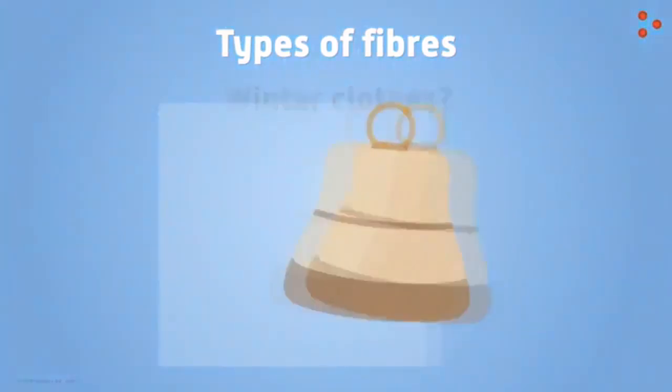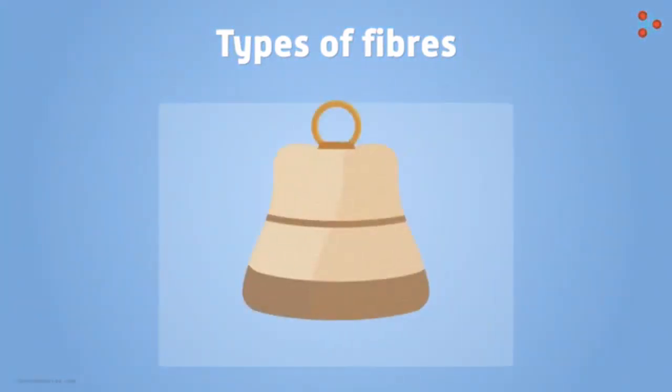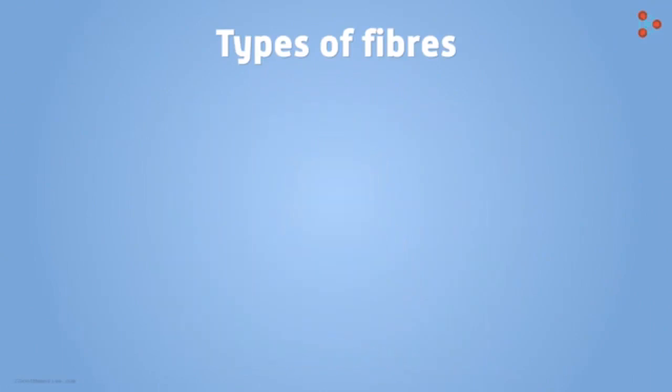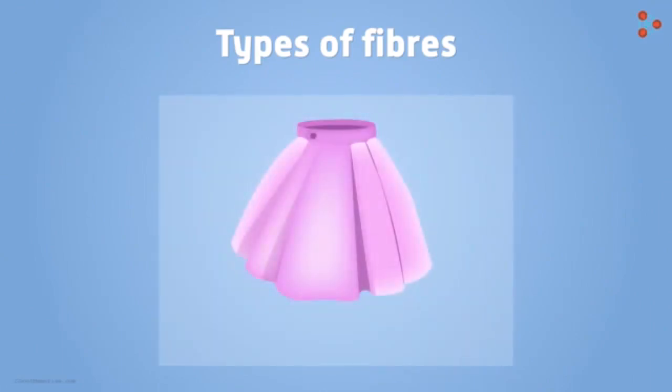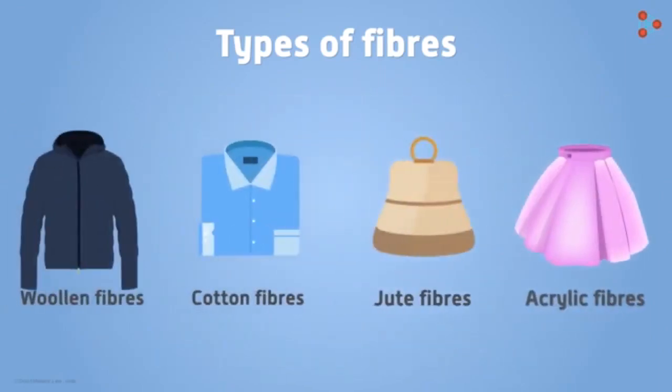Bags which are made up of fabric need to be strong rather than comfortable. This strength is provided by jute fibers. And what about soft and glossy clothes used in daily life? They are made up of acrylic fibers. These few examples indicate there are a variety of fabric available for our use.